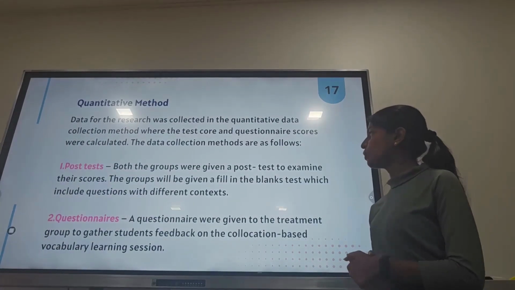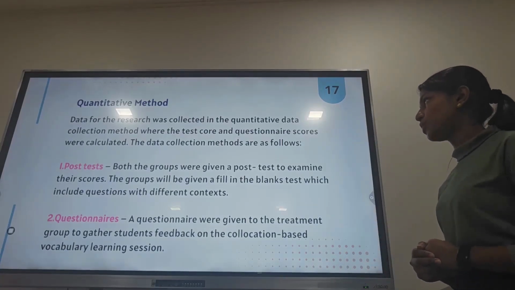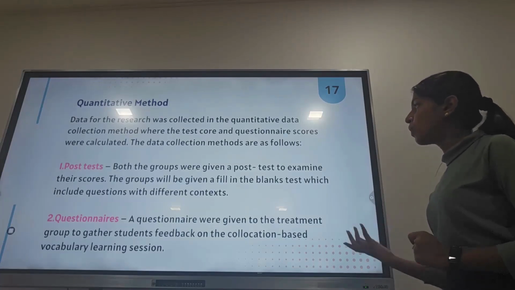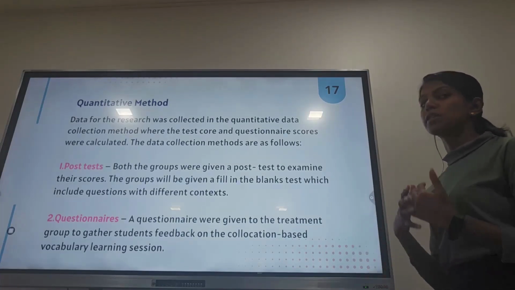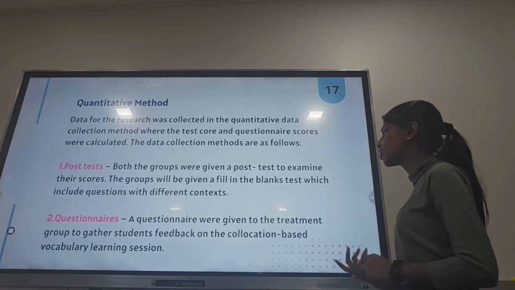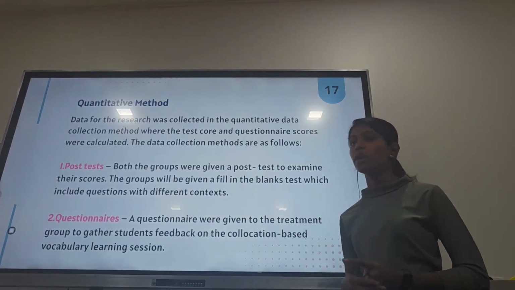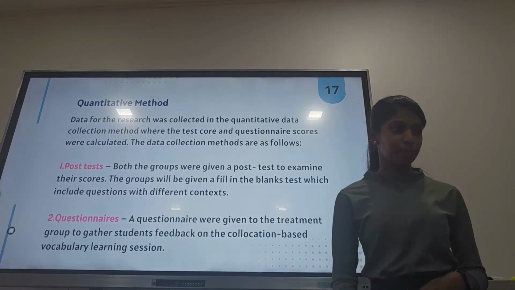My data collection method for the research was a quantitative data collection method. I gave them a post test after the teaching sessions, and I also gave a questionnaire to answer my research question number 2 for the experimental group.